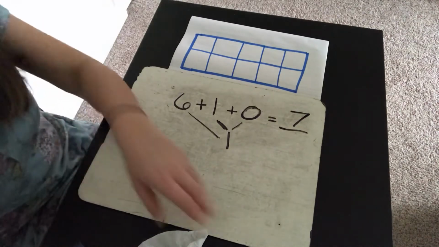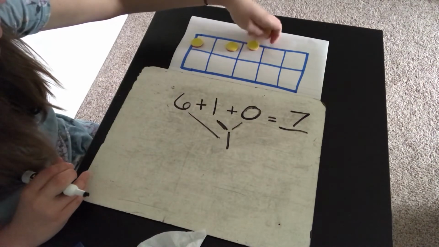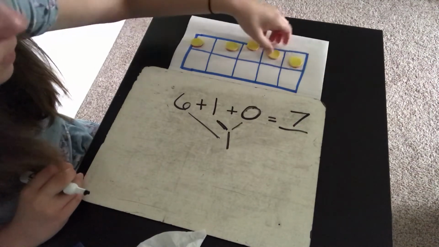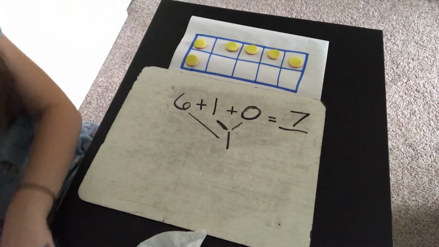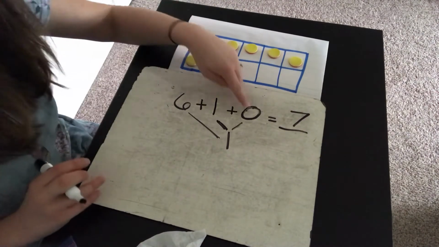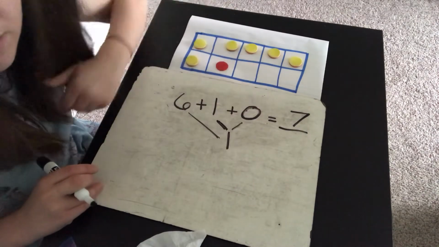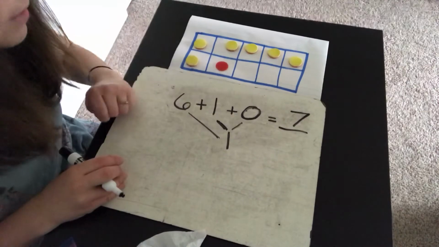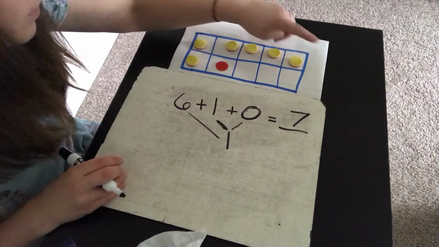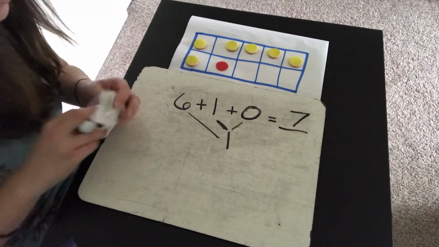I can check it by building it on my 10 frame. 1, 2, 3, 4, 5, 6, and then one more is 7, and then plus 0. If I add 0, that means I don't need to put anything else onto my 10 frame. So does 6 plus 1 plus 0 equal 7? 1, 2, 3, 4, 5, 6, 7. It does. So it's always important to double check your work like we are doing.